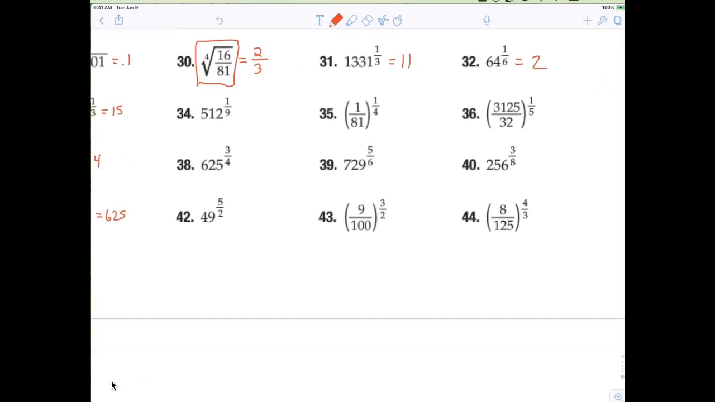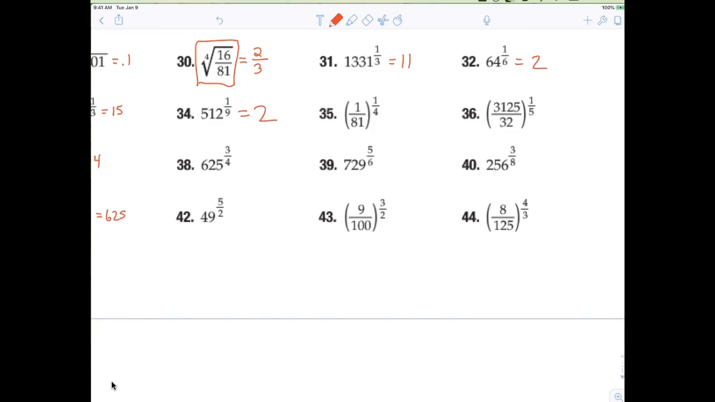Yep. Why is it 2? Because 2 times 2 times 2 times 2 times 2 times 2 is 64, right? And the 9th root of 512 is also what? 2, of course, right? If you don't know that, just type it in on the calculator.